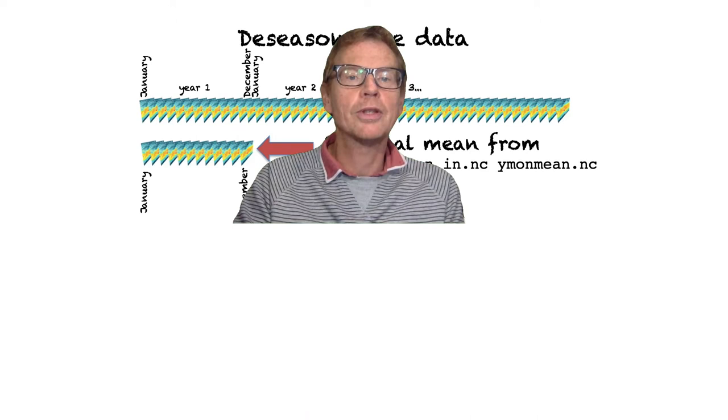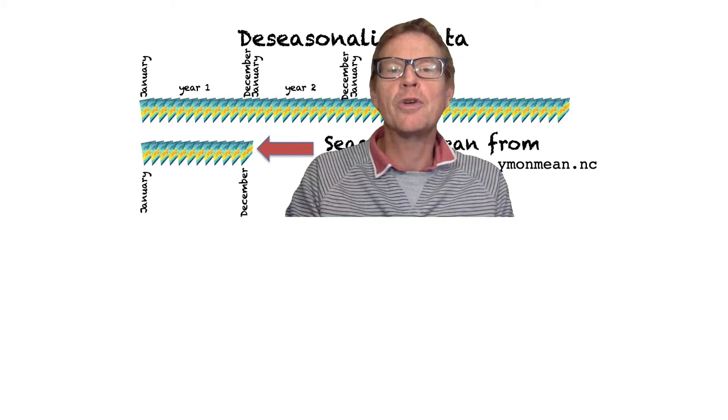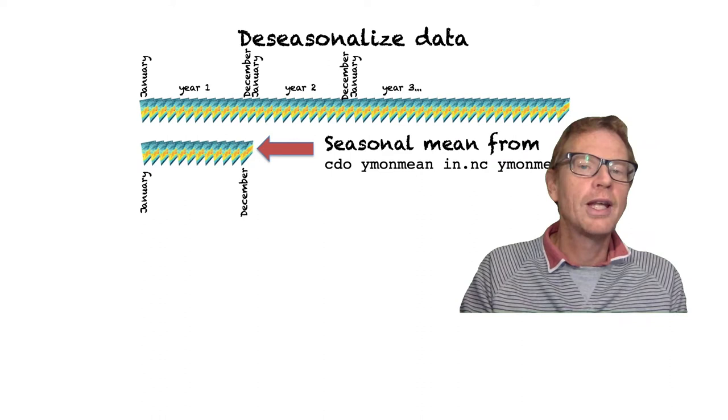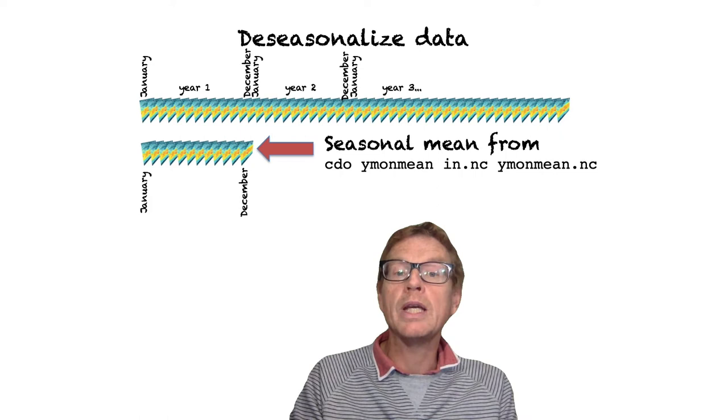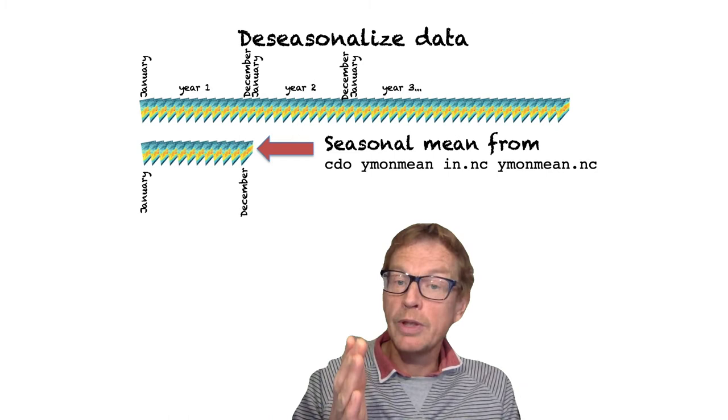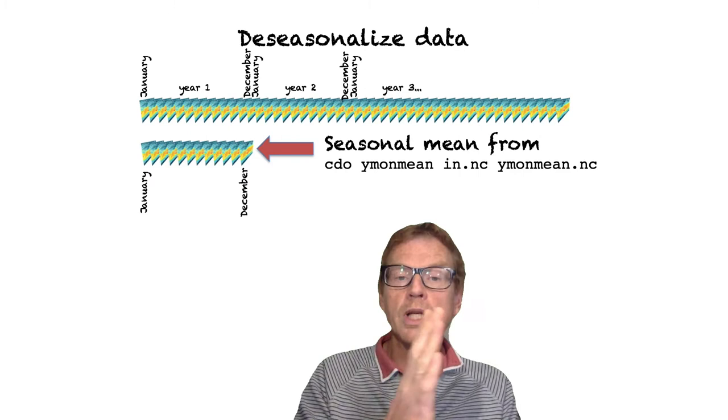So on my top left, right here, we have year one of the input data set, and I'm going to move myself over. And then here we have year two, and then here we have year three, and so on and so forth. Now in the second row, we have a seasonal mean. And we've already seen how to calculate seasonal cycles. So we have CDO ymonmean, and that gives us an output, which is the average of the Januaries, the average of the Februaries, the averages of the Marches. And so that second data set will have 12 slices.